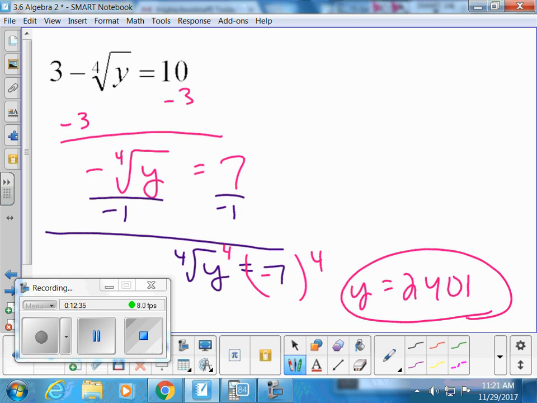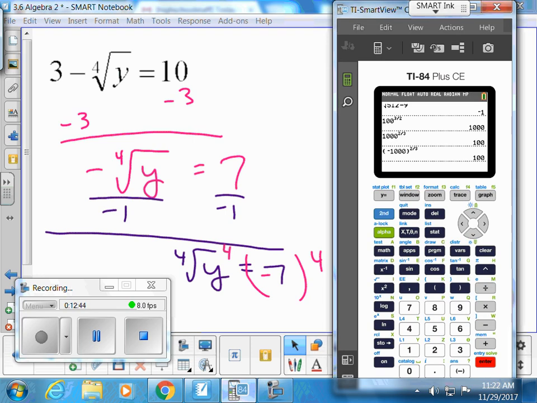Let's check this answer super fast. Trying to concentrate too long, I think. 3 minus the 4th root of 2401. Give me a second to get that. Would you look at that?